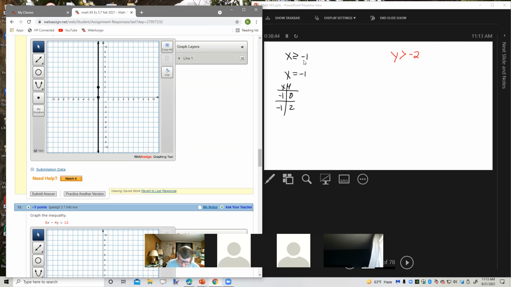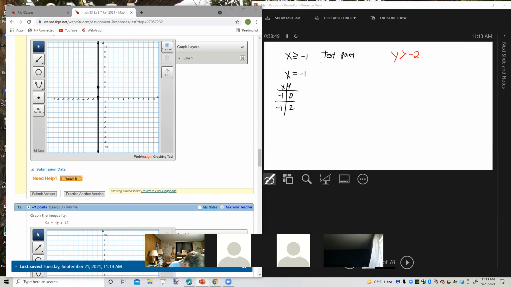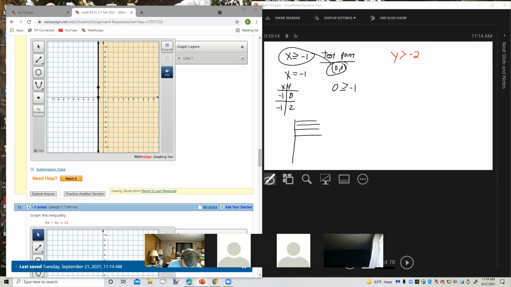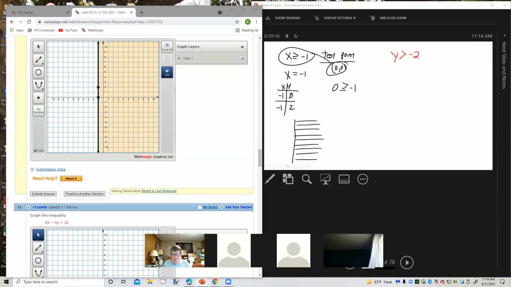All right, test point. I can use 0, 0. If I put 0, 0 in there, I get 0 greater than or equal to -1. Is that true? Yes, it is. So our test point is correct. So fill over there. If I push too hard, it goes to the next page. So the black inequality is going to look like that.